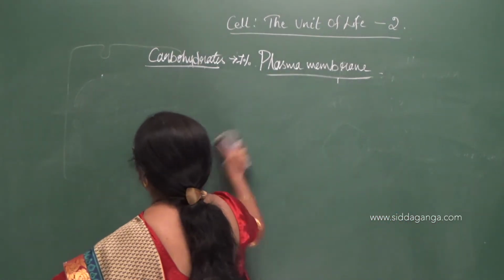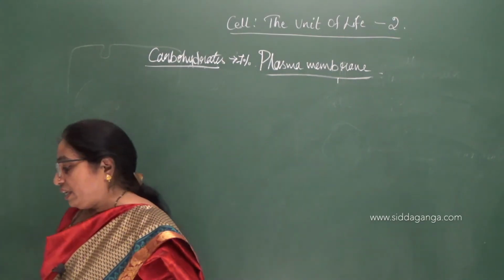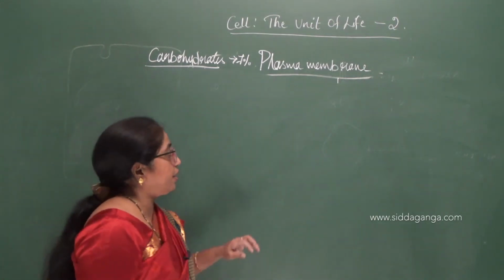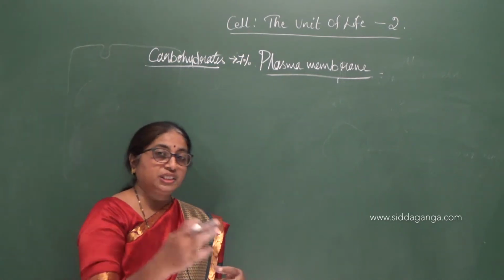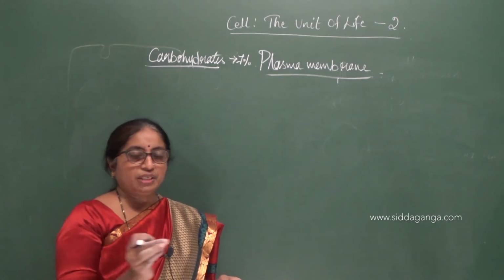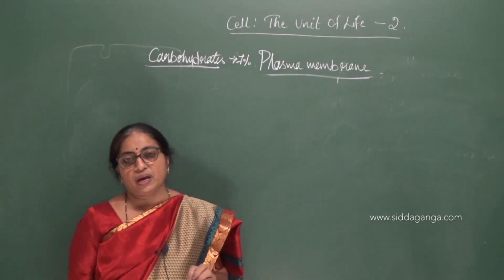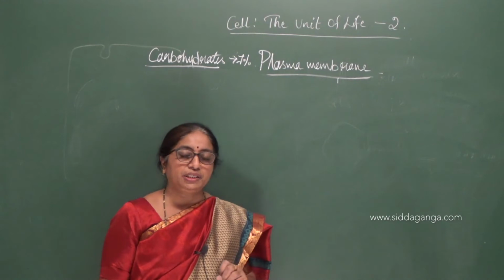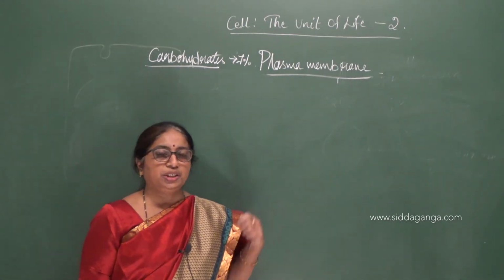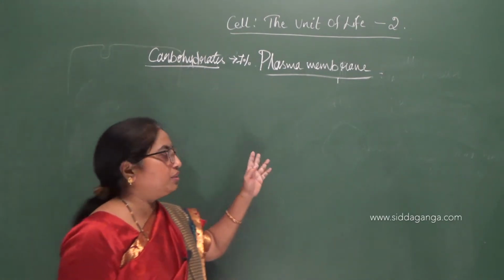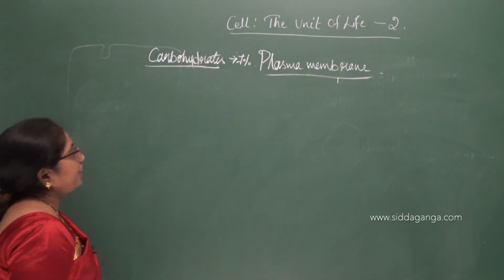So the plasma membrane is a thin structure, and it is elastic, so that it can easily expand. It is selectively permeable, that it will allow only some selected substances to pass through it. That is the meaning of selectively permeable. It is elastic, selectively permeable and regenerative. So it can be regenerated or reconstructed if it is damaged. That is the meaning of regenerative.